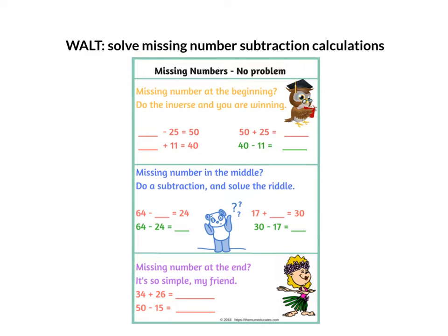Hi guys, this is a quick video to help you with your Thursday task, which is solving missing number subtraction calculations. The first missing number calculation that you can come across is where the number is missing at the beginning of the calculation. And to complete this task, it simply says here, if the missing number is at the beginning, do the inverse and you are winning.